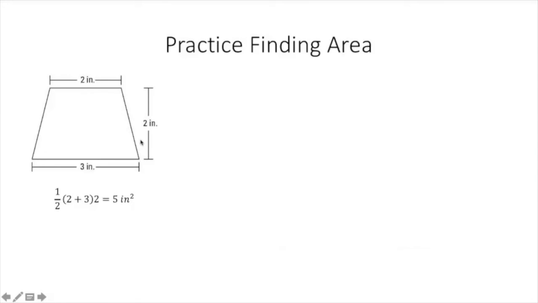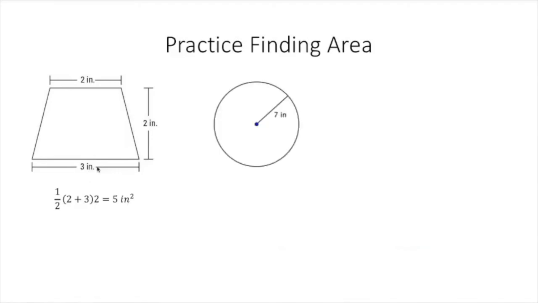So there's the formula filled in. We put all the pieces in there. And you can see 2 plus 3 is 5. Half of 5 is 2.5. 2.5 times 2 is 5. And the units, again, are squared on these.